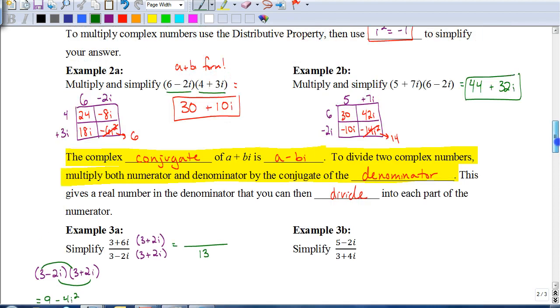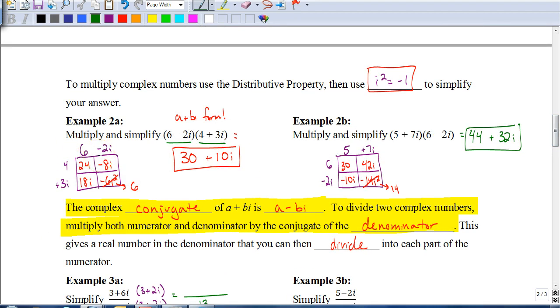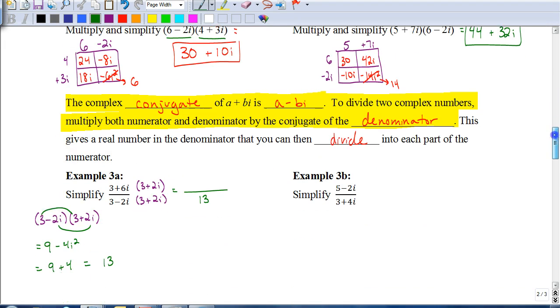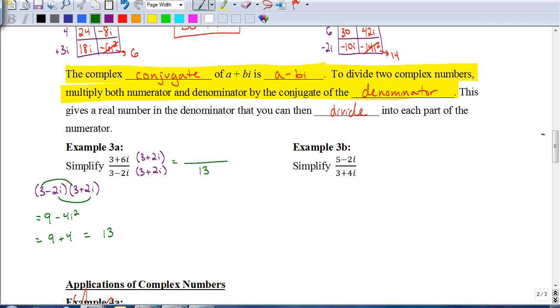What goes on top, the way we're going to get that is just like what we're doing in these examples right up above here. We're going to multiply the two binomials, or the two complex numbers together. And I can use my window method for that. So if I multiply these together, 3 times 3 is 9, 3 times 6 is 18, so I have 18i. In the bottom row, 2i times 3 is 6i, and 2i times 6i would be 12i squared. Remember, i squared is negative 1, so this would be the same as negative 12 here.